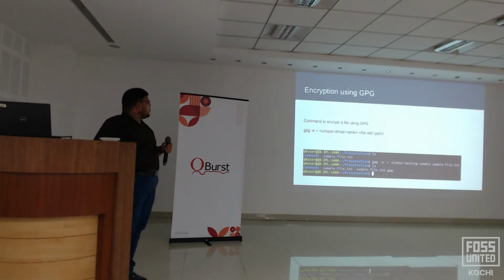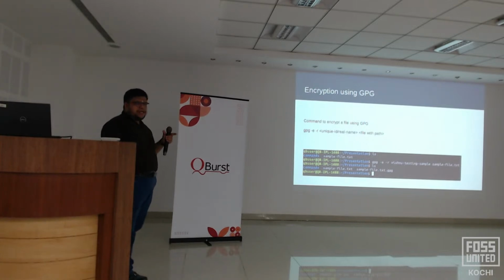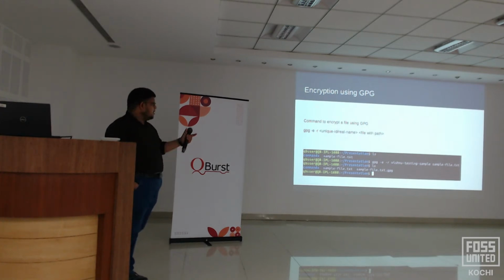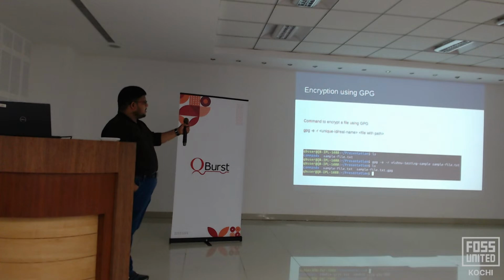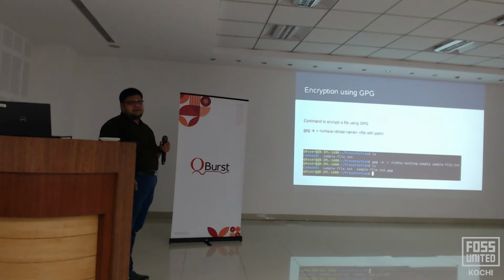This is the command for encrypting a file. We can encrypt files using gpg -e -r. Then we need to provide a real name or a unique ID. If I am generating a key pair, you can see an example here. I have given Vishnu testing sample, and the file is sample file.txt, and you can see the file got generated as sample file.txt.gpg. If we try to open that file, we can only see binary characters. We don't see anything of what was in the sample file.